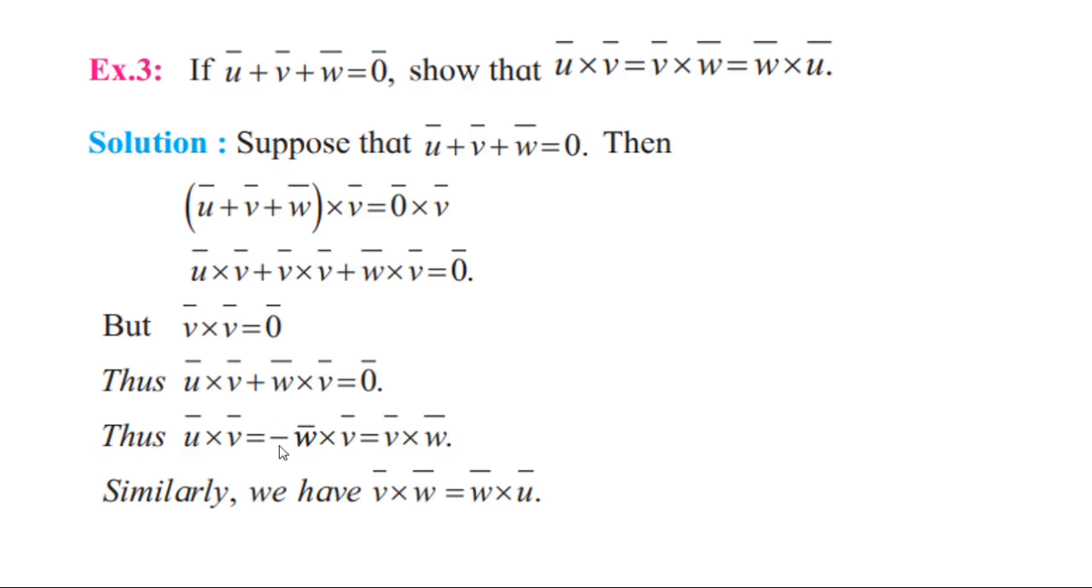If I shift this w cross v to the left side, it will become minus. And if I absorb this minus sign by interchanging v and w, I get the final answer, u cross v is equal to v cross w. Similarly, we can prove the other results also. Okay, so let us stop here. These are some applications or examples which are based on vector product. In tomorrow's lecture, we'll continue this with more applications of vector product to geometry.